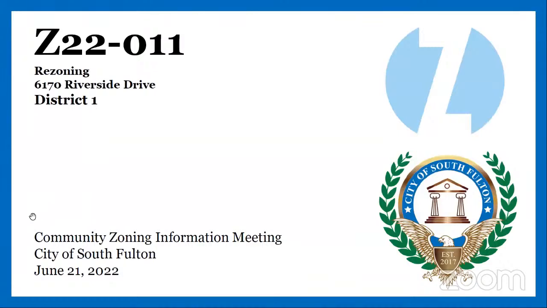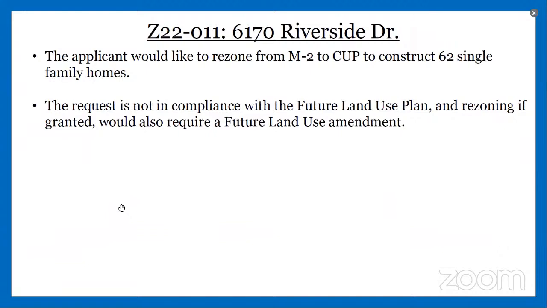Okay, our next case is Z22001 at 6170 Riverside Drive. The applicant is rezoning from M2 to CUP to construct 62 single family homes. This request is not in compliance with the future land use plan, so their rezoning, if granted, would require a future land use amendment. But again, we are still in the process of drafting staff recommendations, having conversations and completing reviews on this one.